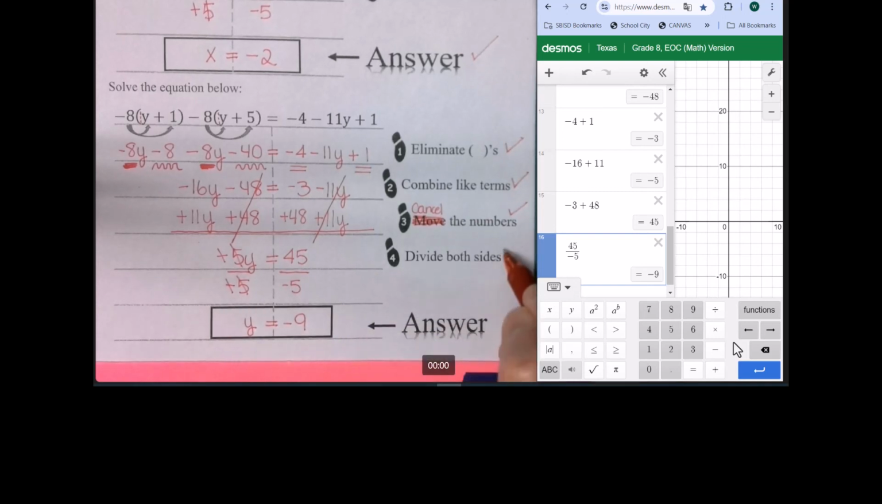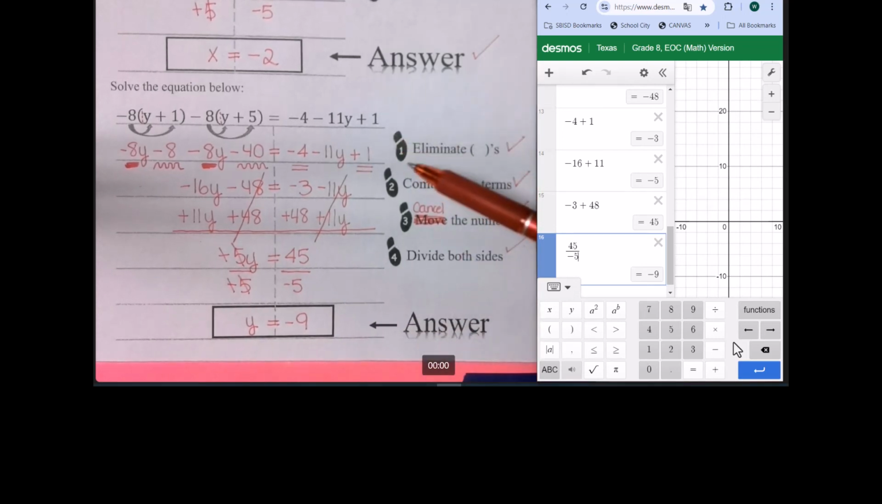This concludes the lesson for today. We showed how to solve equations following 4 steps. Eliminate parentheses, combine like terms, cancel the numbers, divide both sides. We did that using the Desmos calculator.